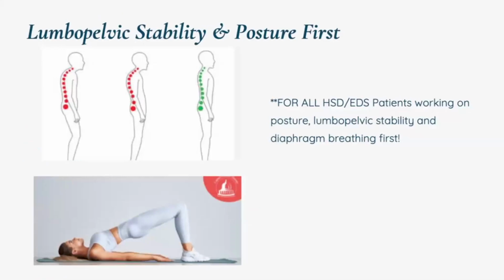So lumbopelvic stability and posture first. For all patients who have hypermobility spectrum disorder and EDS, we're always working on posture, lumbopelvic stability, and diaphragm breathing first. Understanding how to stack the head over the torso, torso over the pelvis is crucial. As you see in these other images here, forward head posturing and different slouched postures will cause that lengthening and laxity in the ligaments, which we don't want to be promoting.